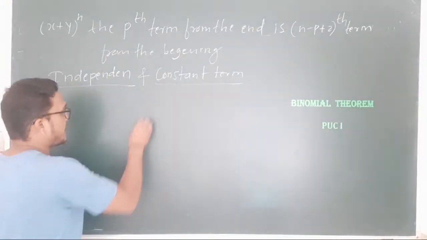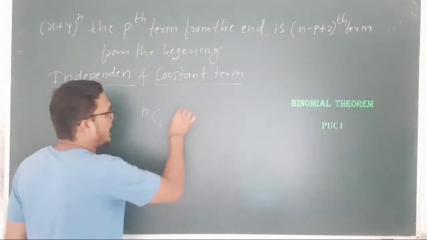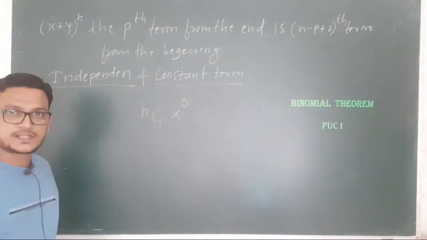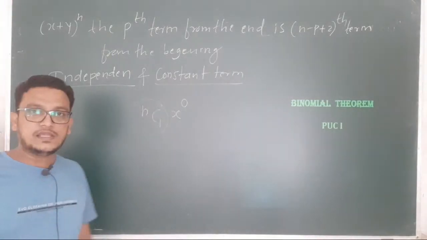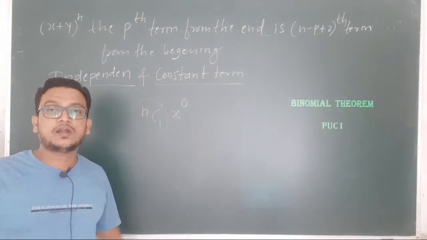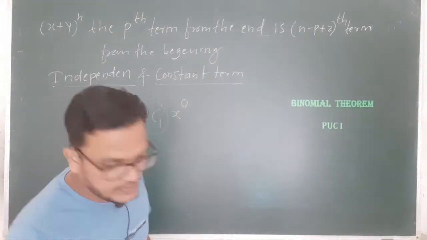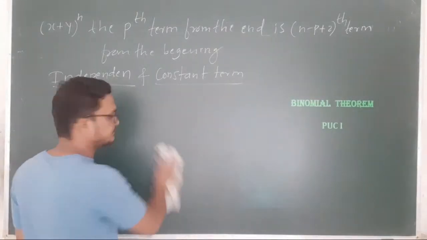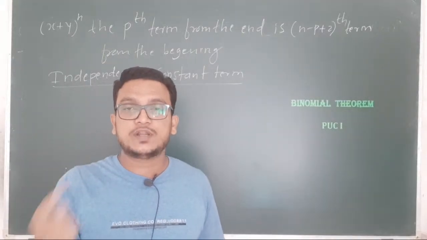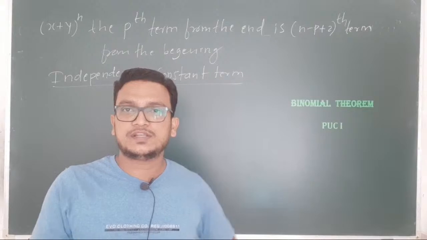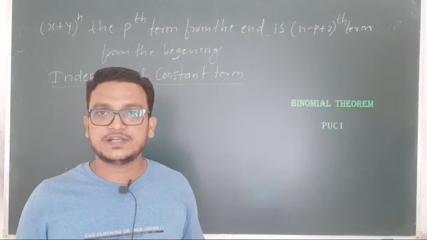Now suppose I am having nC1, and suppose x is the variable and its exponent is 0, then this nC1 is called the independent or constant term. So in the binomial expansion, any term whose variable exponent is 0 is called the independent term or constant term.